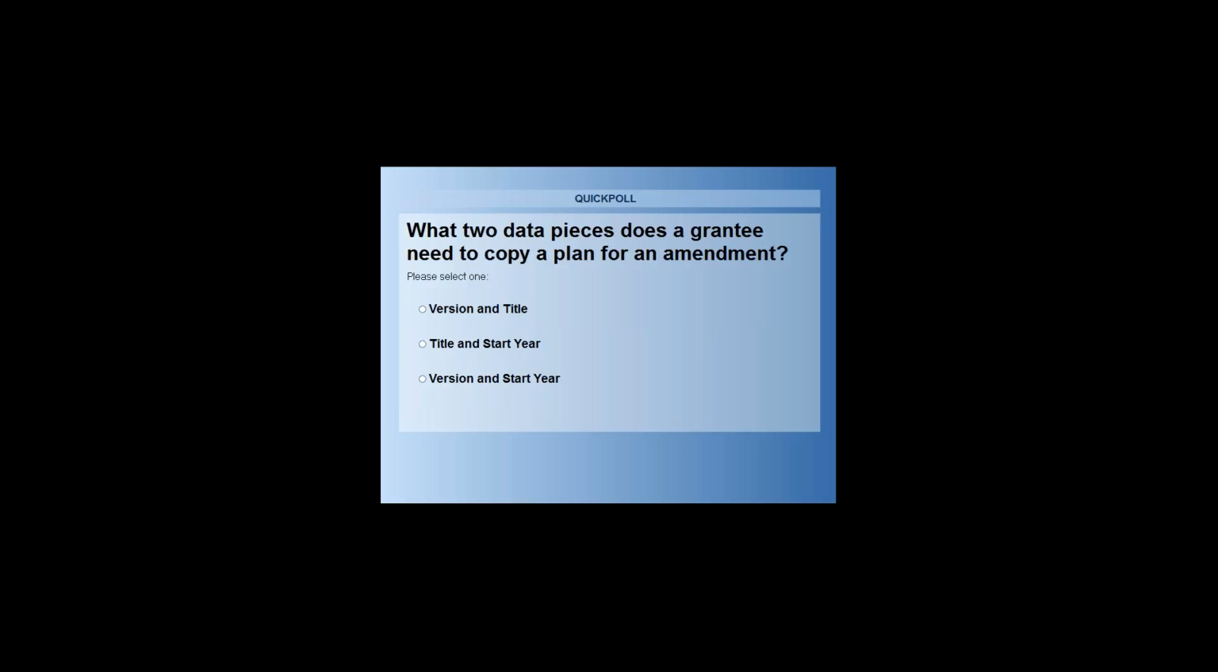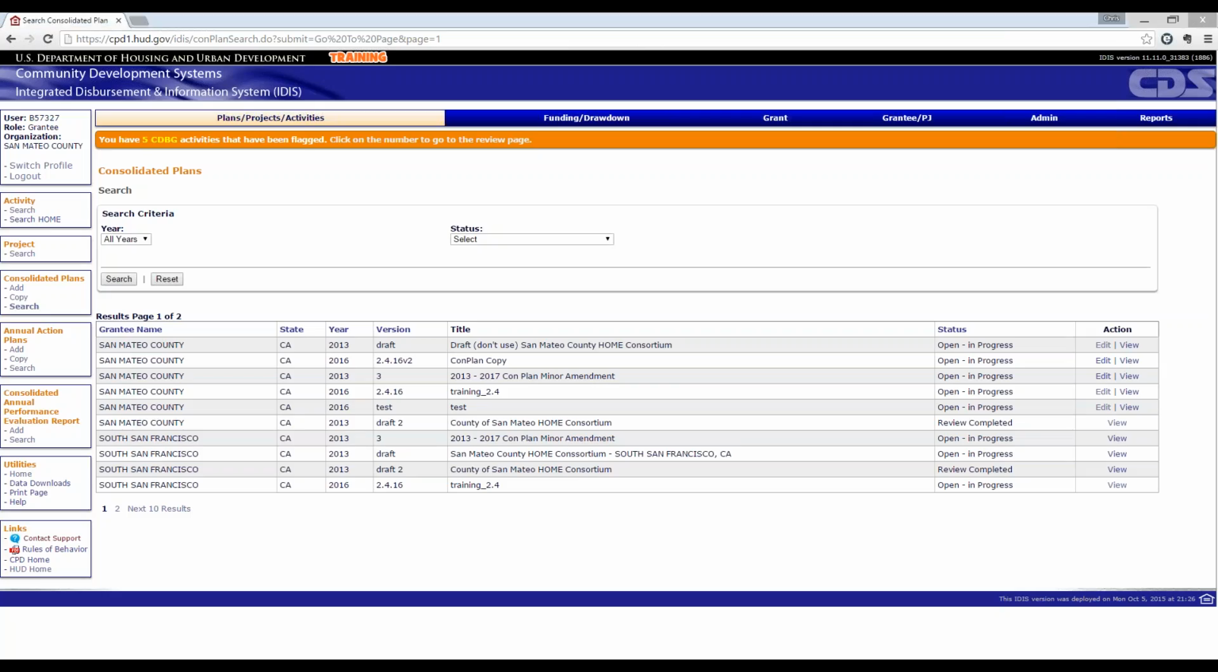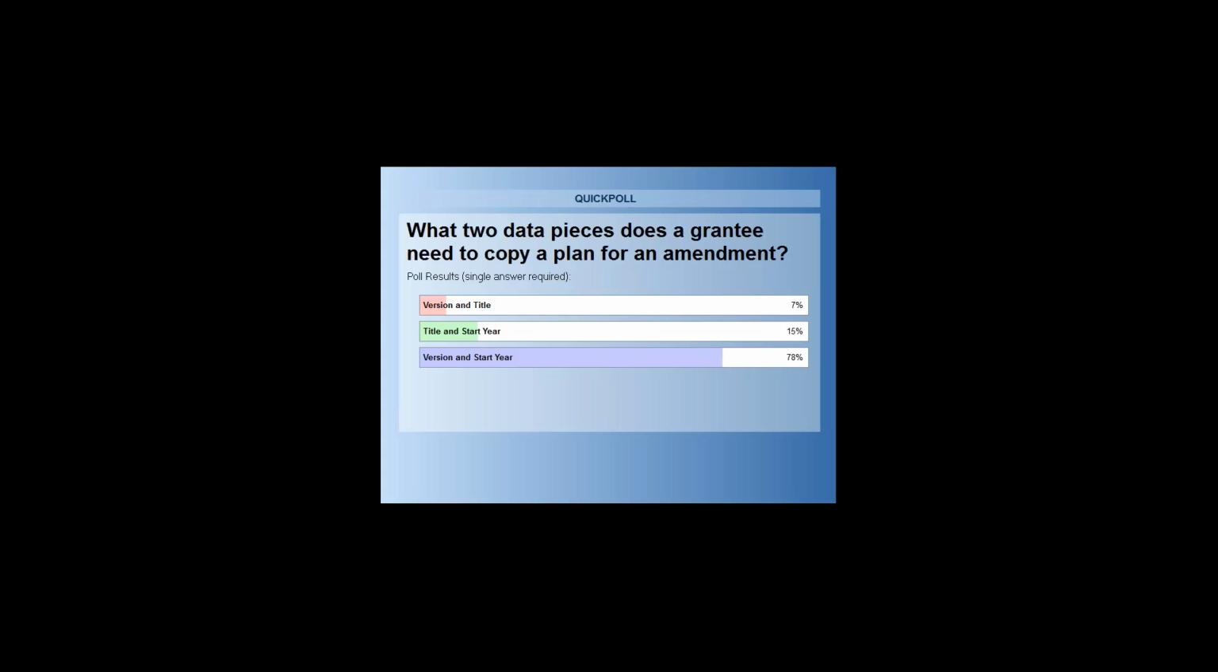Okay, and we'll give everyone a few more seconds. So here we are. 7% of you said version and title. 15% said title and start year. And 78% said version and start year. So version and start year is the correct answer.